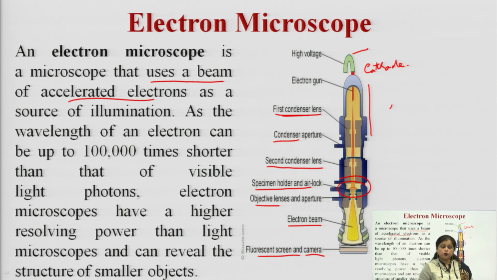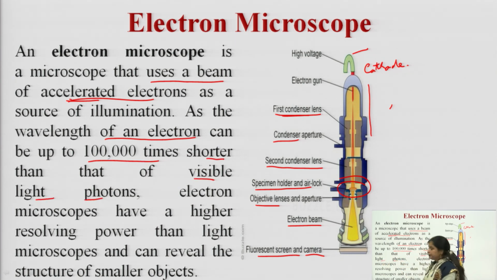In light microscope, if you remember in my previous lecture, I discussed about light microscope. Light was the main source which was creating the image, but in this case we have accelerated electrons as the main source which will illuminate the specimen and which will be responsible for creating the image. The wavelength of electron is always 1 lakh times shorter than that of visible light photons.